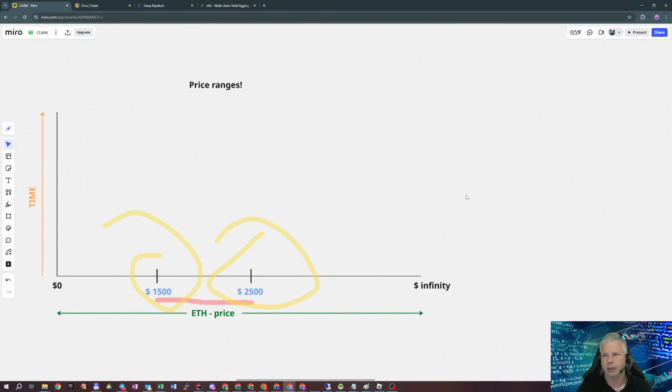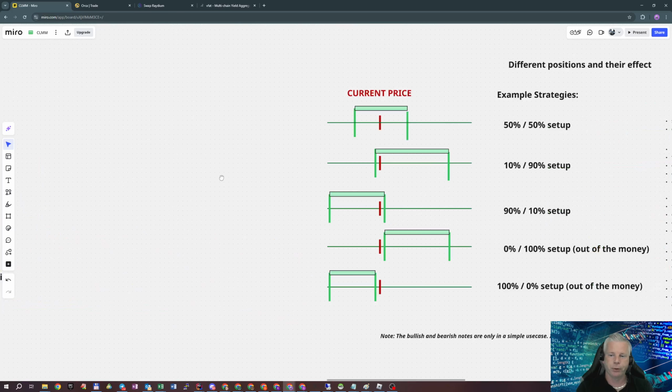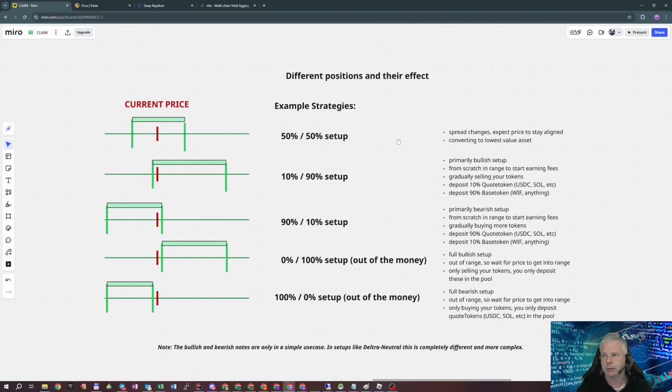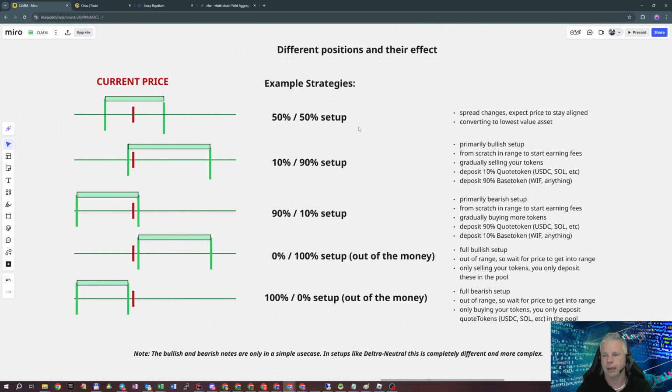So this was about ranges. I hope it's all cool. So now we're going to expert level positioning. Here we go. I need your full focus for this. These are the different positions and their effect.